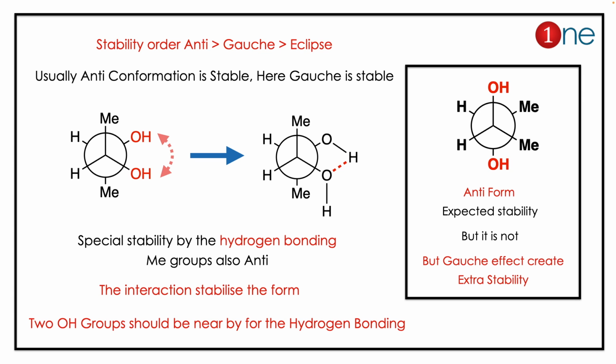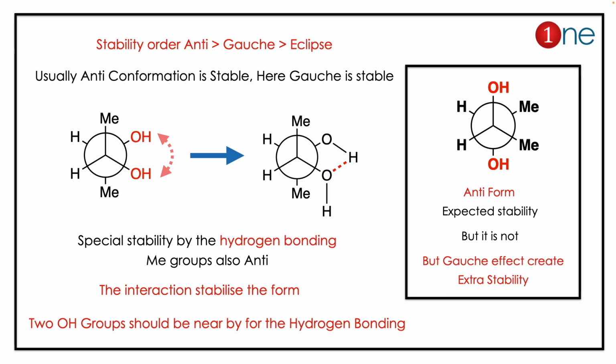The surprise comes from the fact that hydrogen bonding stabilizes the Gauche form. What it's really doing is, the OH groups are electronegative, the oxygens are electronegative, so it has extra stability through that. So the hydrogen bond promotes the stability there. The interaction stabilizes the form, not the steric effect. So the given conformation is stable.